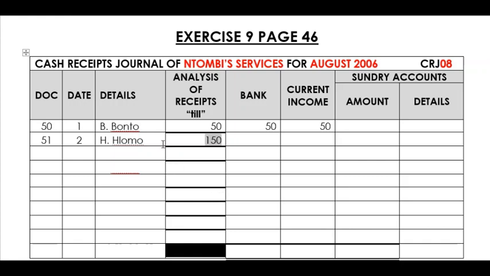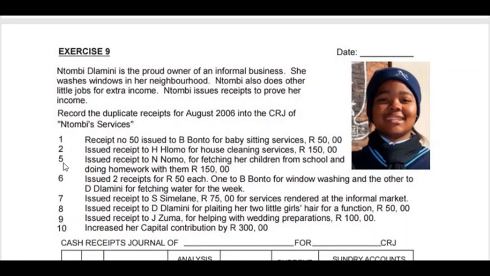So we can cash up our till by drawing a line and put the money in our bank. And then we have to specify what we received it for. House cleaning services counts as current income. Then the next transaction took place on the 5th of August 2006. It says issued receipt to N Normal for fetching her children from school and doing homework with them.